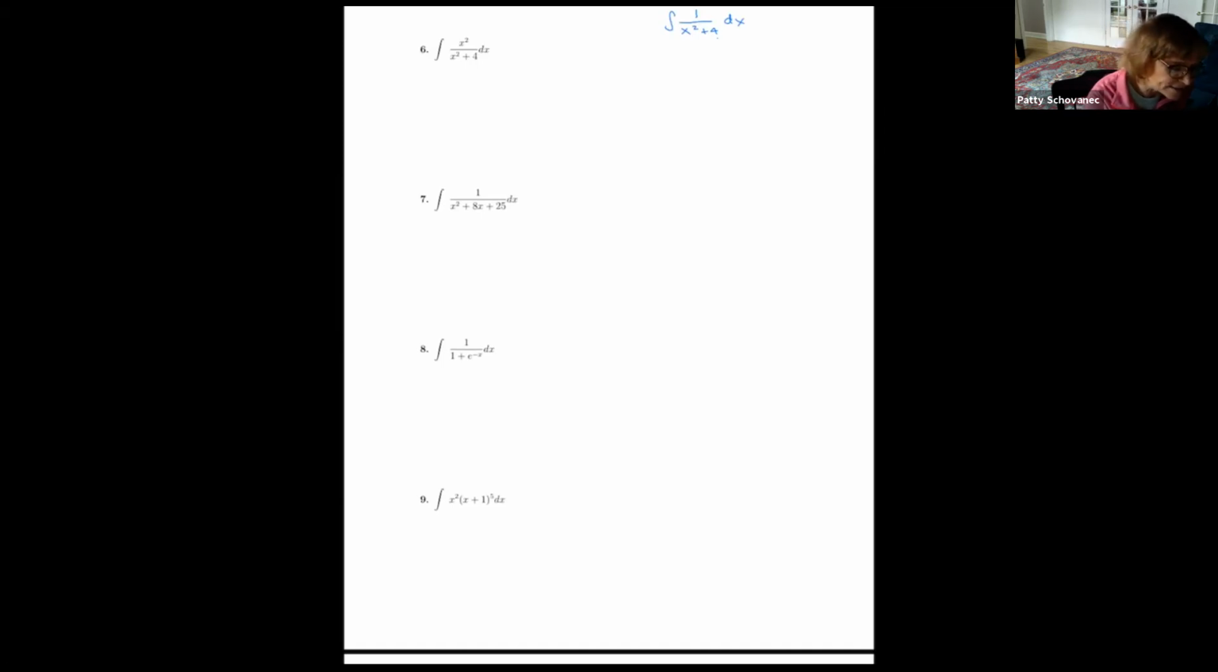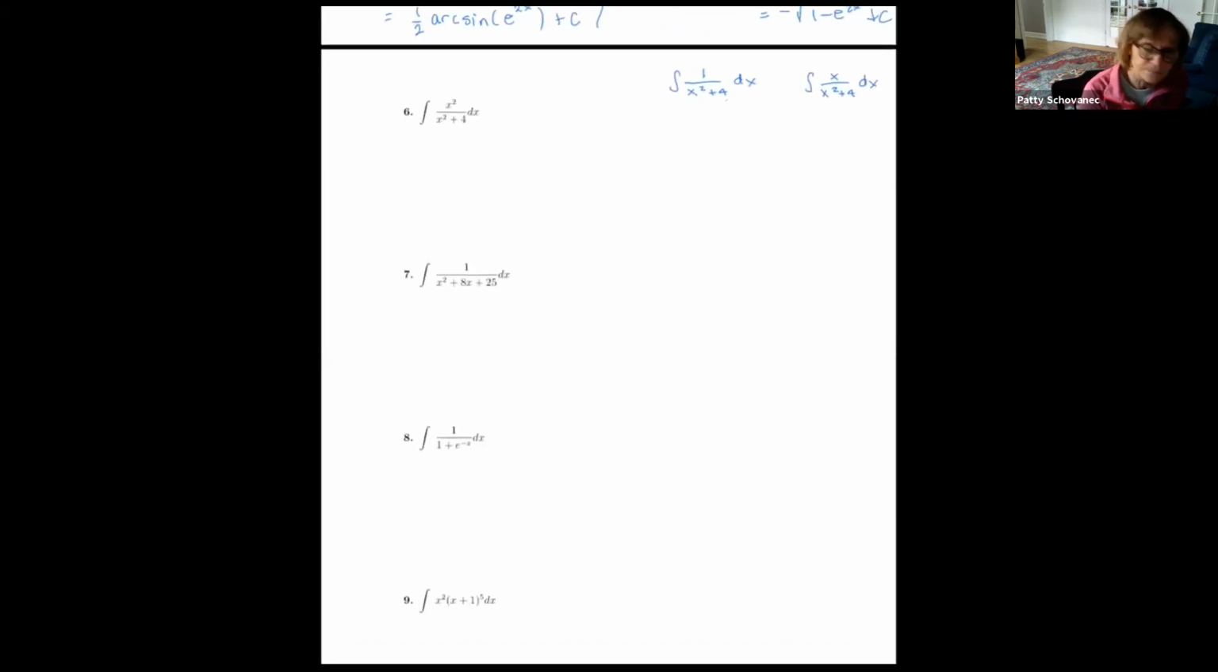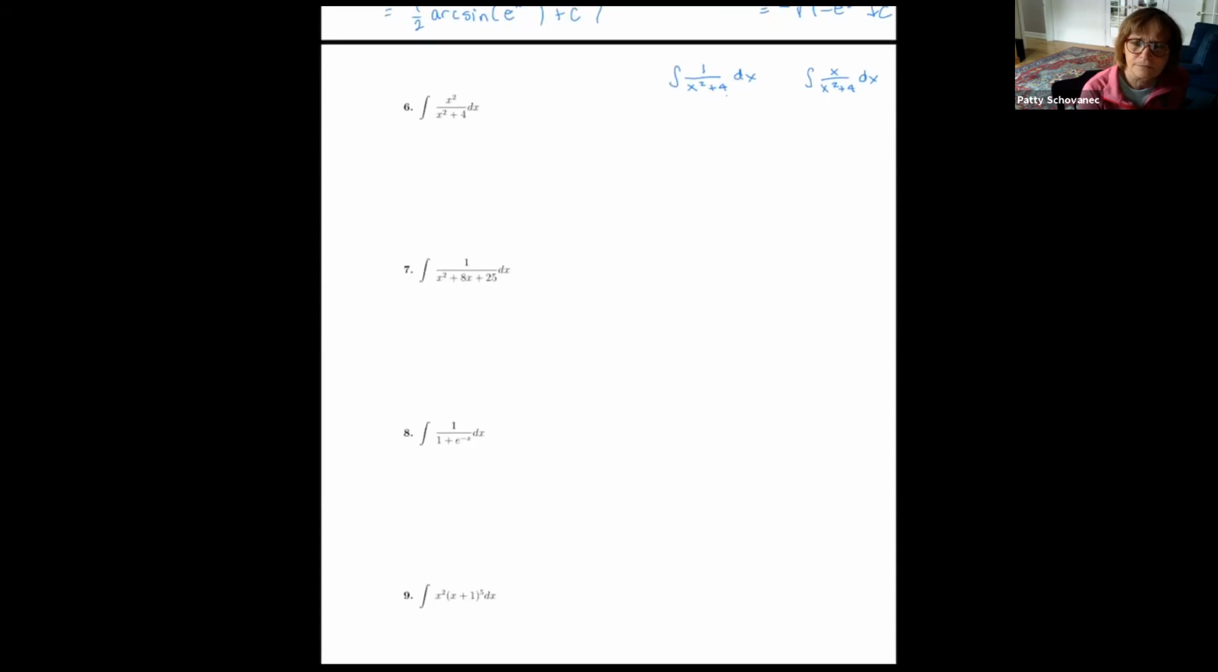If I had an x on top, then I have a u du integral. Do you recognize that? If I have an x on top, then that's 1 degree less than the denominator, so I would have a 1 over u du integral. Well, I have neither of those 2 cases here. So what do I do?